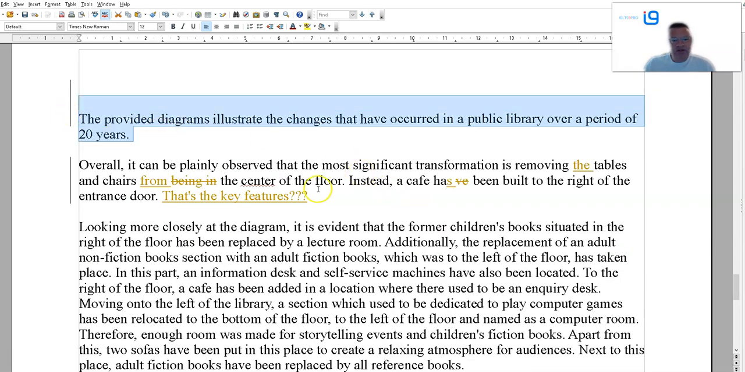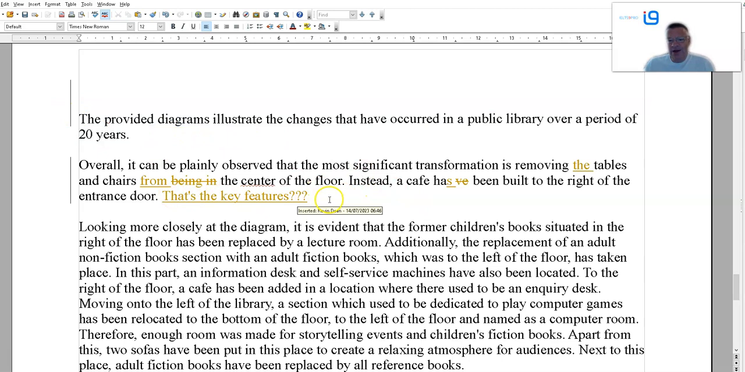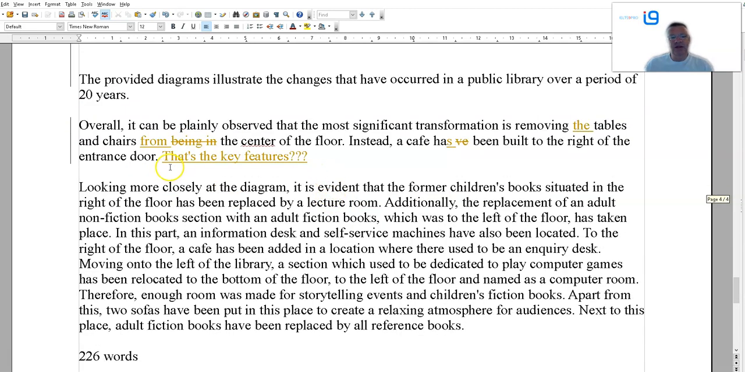So you've got that introduction. Now, key features. So I put that comment there because it can be plainly observed. What you mean? It can be seen. Significant. Now, right. That's the most significant transformation. They moved the tables. And that's it. And what's this instead? Instead of what? The cafe's in a different part. So there's no instead. So that's it.